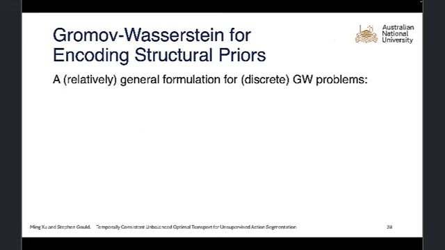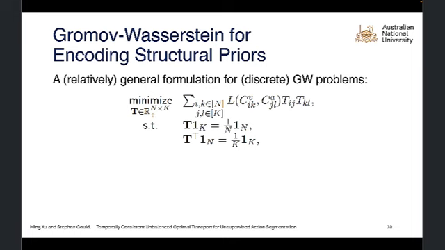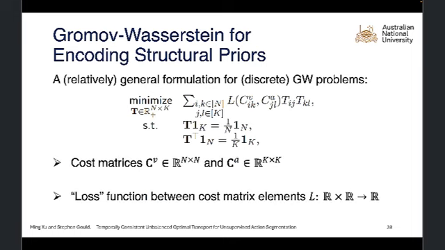So Gromov-Wasserstein, how does this work? How do we use it to encode structural priors like temporal consistency? Well, if we take the standard optimal transport we introduced before and we adapt it to a Gromov-Wasserstein or GW problem, it's going to look like this. So notably, the constraints are actually still the same, but the objective function has changed. And in particular, before we had a single cost matrix C, and now we have two cost matrices in the GW setting, CV and CA. And also we need to define this loss function between elements within the cost matrices, so between both cost matrices, L. And we'll declare this in a moment.